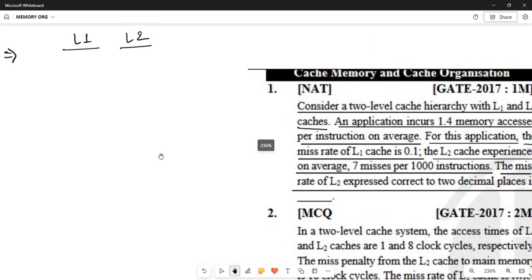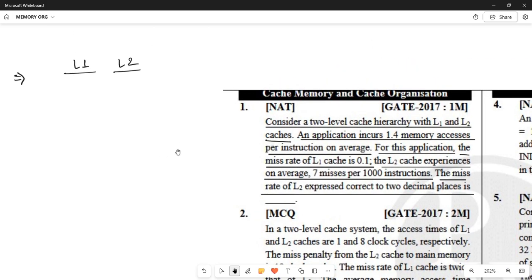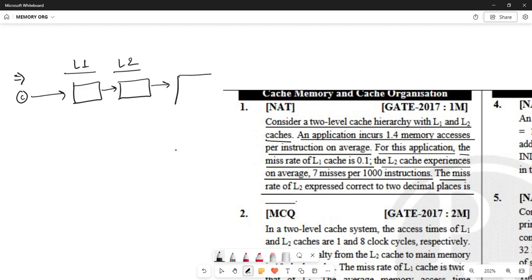Okay, so this is the question. It says consider a two-level cache hierarchy. So there is the CPU, and first it goes to cache. The CPU will go to cache 1, and then it will go to cache 2, and then it will go to RAM. So there are caches in two levels, and then there's the CPU.